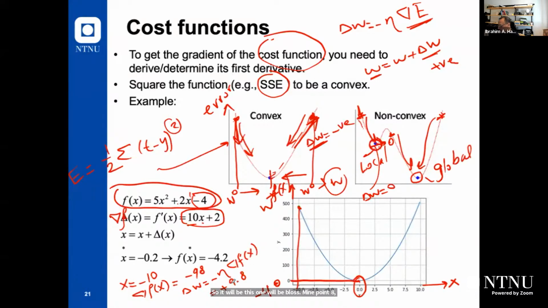So now I need to update x. So x equals x plus delta x. Sorry, this one is delta x. So it will be minus 10 plus 9.8, so it will be minus 0.2. Do you see? So now we go down quickly to minus 0.2 in one jump, because I'm selecting this step size, learning rate equal 0.1.